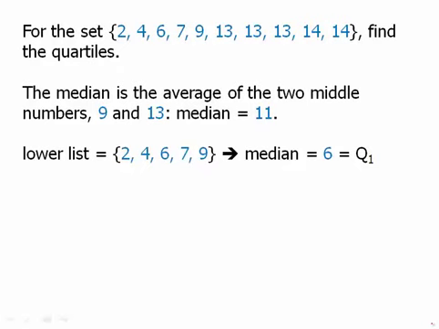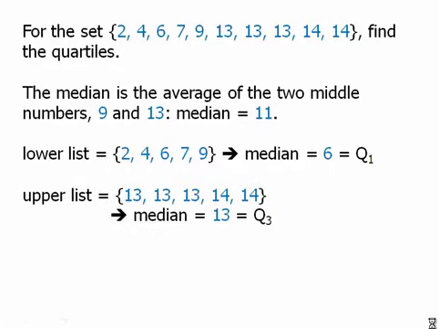The lower list are the five lowest numbers, 2, 4, 6, 7, 9. The median is clearly in the middle of that list, 6. That's Q1. The upper list, 13, 13, 13, 14, 14. The middle is 13. That has to be Q3.